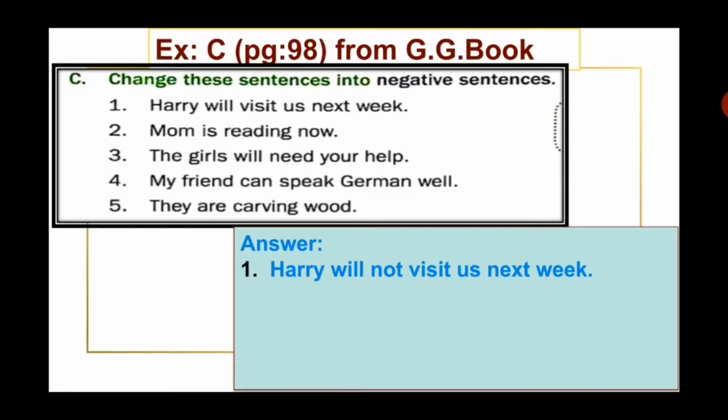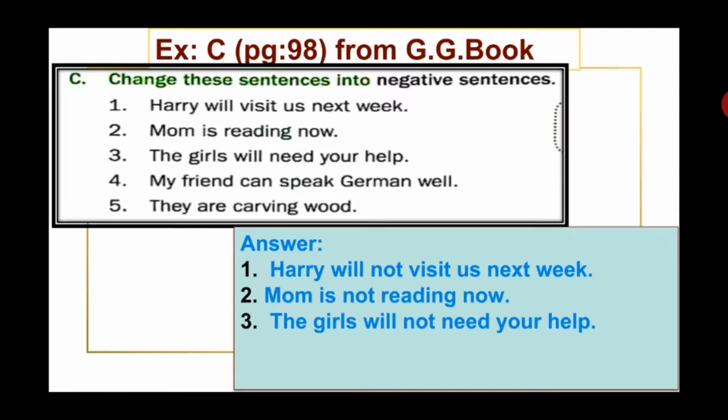Number 2. Mom is reading now. It's in the present continuous tense. Now listen. Is you have found in case of to be verb as well in the previous rule, right? But there was only one verb. Here is is used as helping verb, not the main verb. That's why you have to use not after is and before reading. Answer will be mom is not reading now.